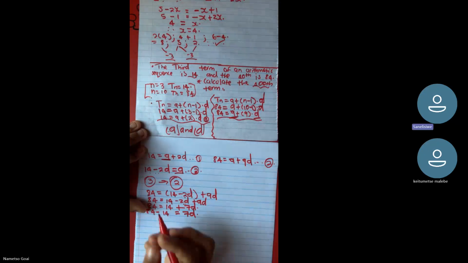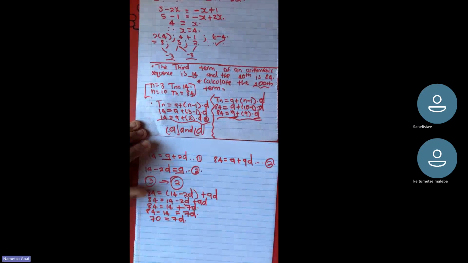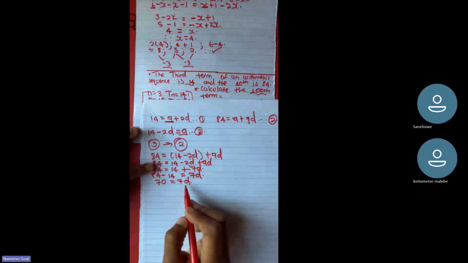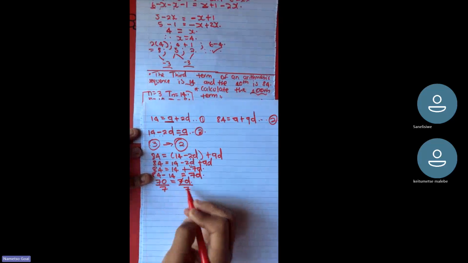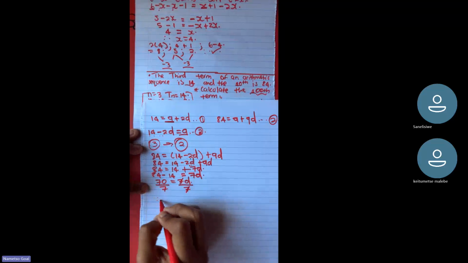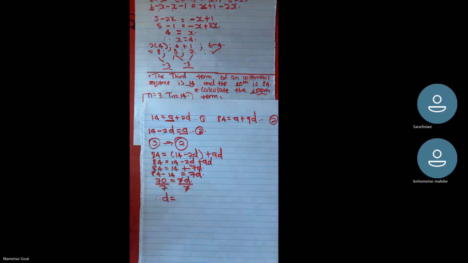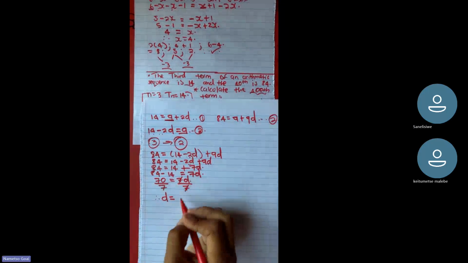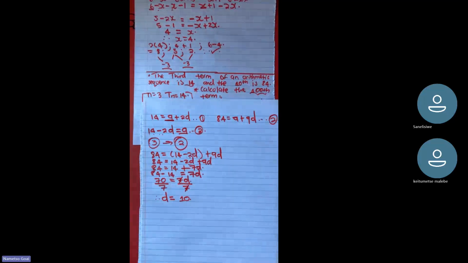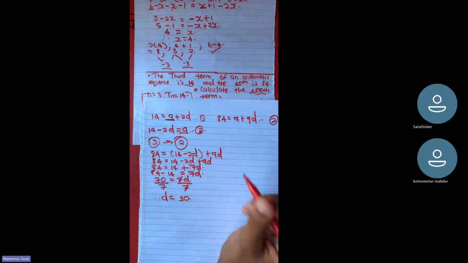It's 70. So we're going to have 70 equals 7D. Now, because we're trying to find out what D is, we can just divide both sides by 7. Please do this for me as well. Check what your D is. You're going to have D equals 10. Okay, fine. So now you have your D. You're one step closer, right?